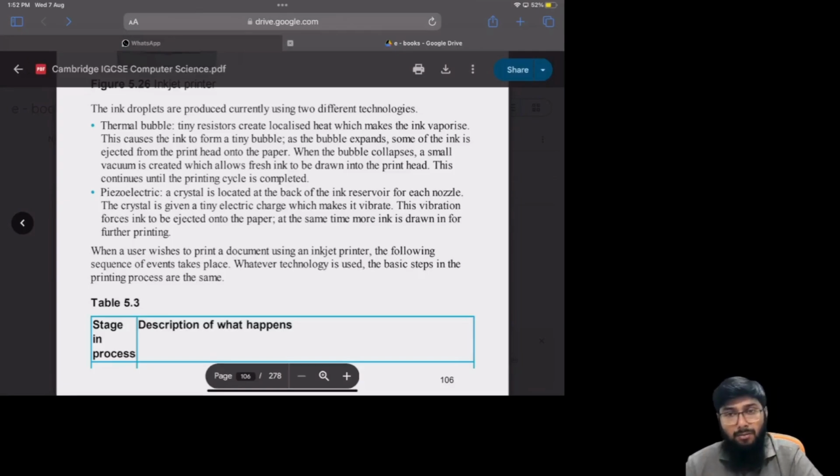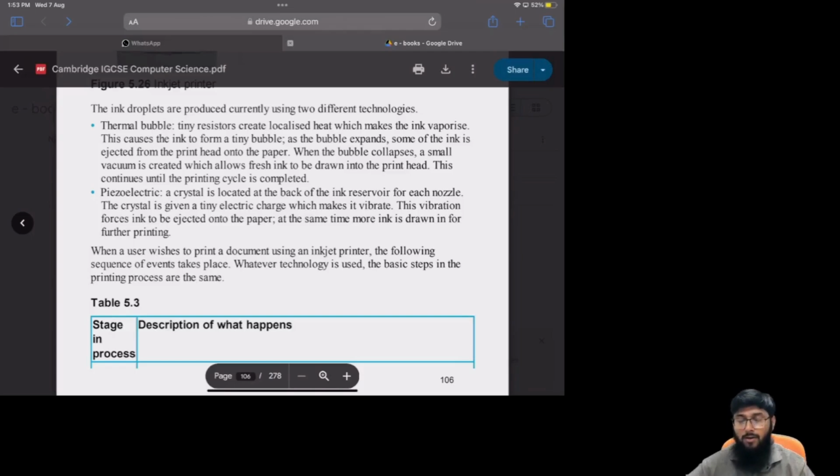While when it comes to the thermal bubble, the reservoir gets warmed up. Once it warms up, bubbles are created within the ink, and those bubbles collide with each other and burst, and the droplets of ink are sprayed at those places where you need the ink to be dropped. So these are the two technologies that an inkjet printer is utilizing: number one is the piezoelectric and the other one is the thermal bubble.